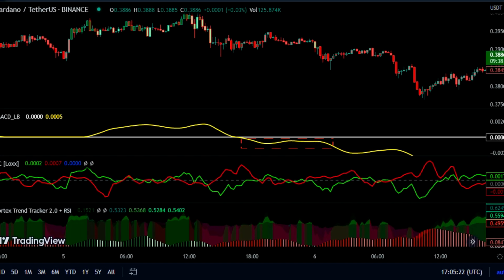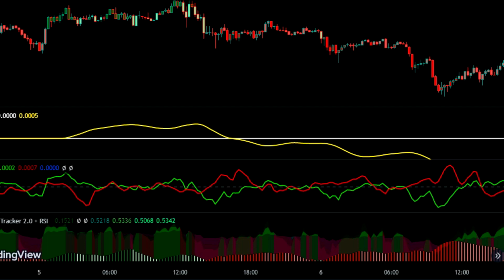The first condition for taking a sell position is that the Impulse MACD signal is below the middle line. The second condition is that after the first condition is confirmed, both the red and green lines of the PC indicator are below the middle line and the first condition is still standing.